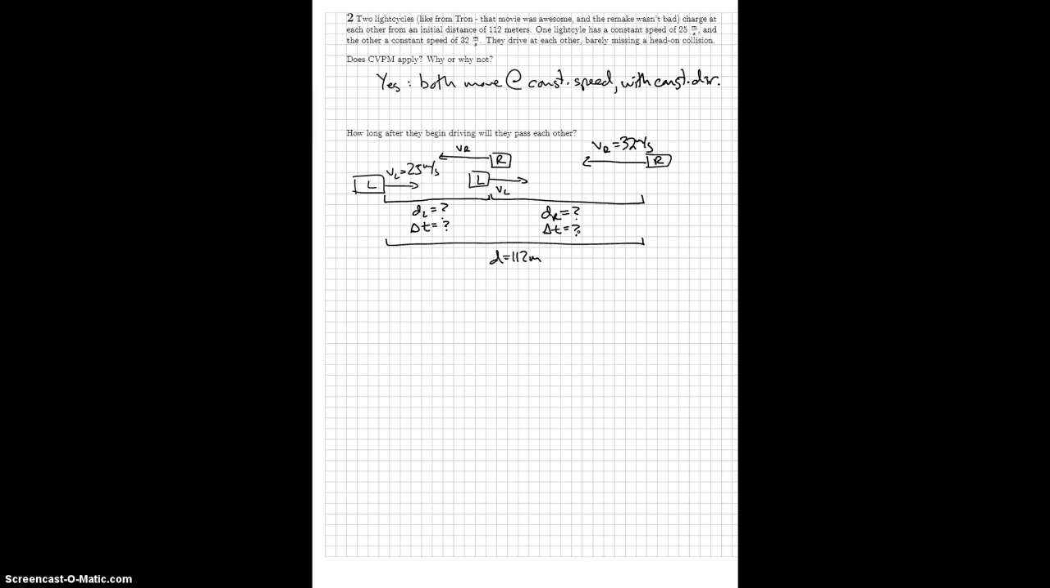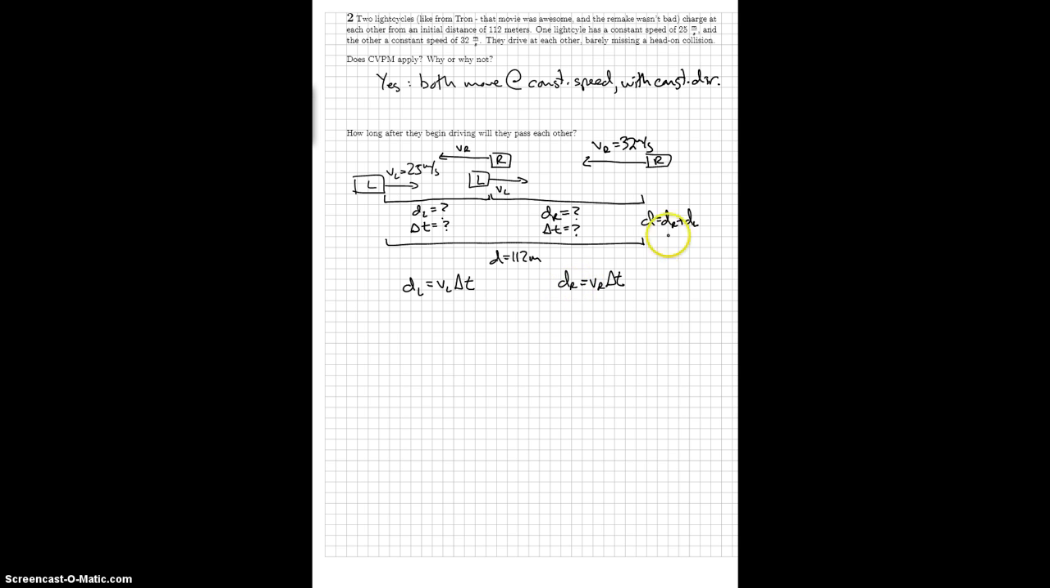Here's what CVPM tells us for the left bike. The distance that it goes is its speed times the time. For the right bike, same deal. Additionally, we know that the total distance is dr plus dl. So I have three unknowns: dl, dr, and delta t. Delta t is what I'm solving for, so I need to get rid of dl and dr.